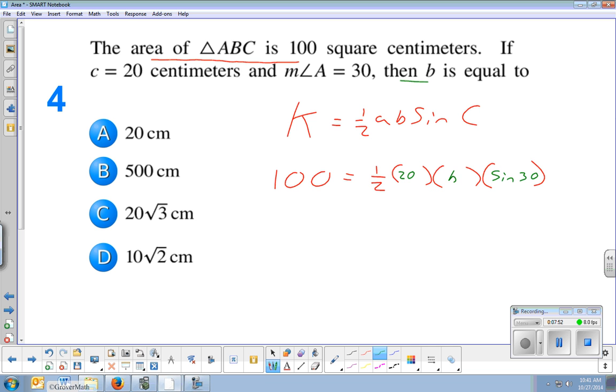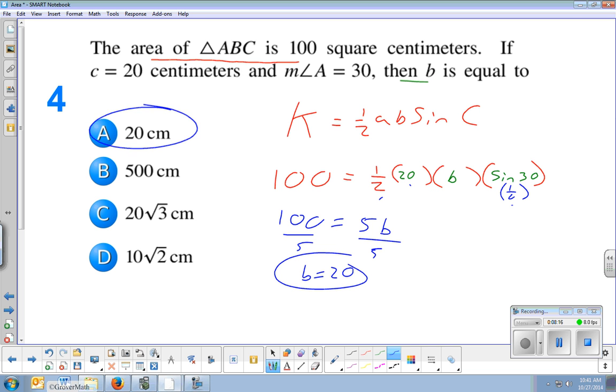Well, B is just B for now. And simplify. 100 equals 1/2 times 20, sine 30. Sine 30 is 1/2. And so the 1/2 times 20 is 10, times 1/2 is 5. So 100 equals 5B. Divide by 5. Divide by 5. B equals 20. And so that's our answer there.